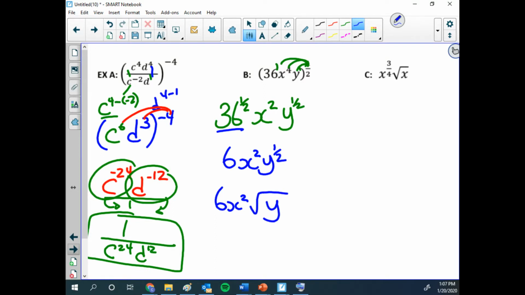Does everybody know how I went from here to here? No? Right, so I just brought this guy down. He's right here. And then if I'm ignoring that, I'm taking the 2 and it's becoming the index, so 2, and I'm left with a 1. Right? Square rooting something and something to the power of 1/2 is the exact same thing.